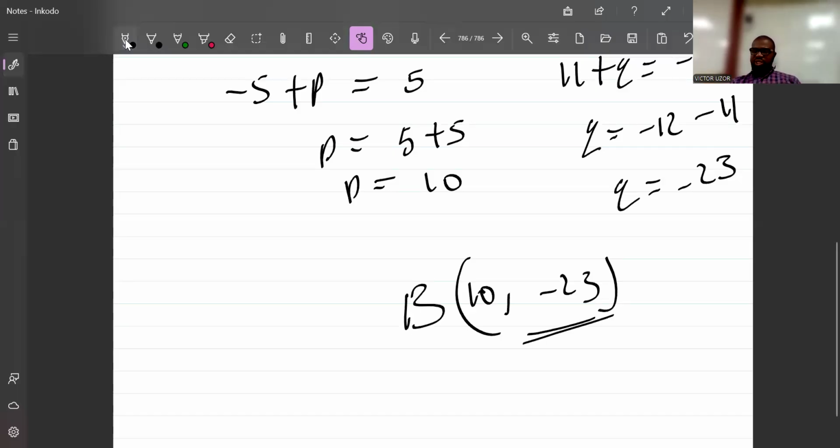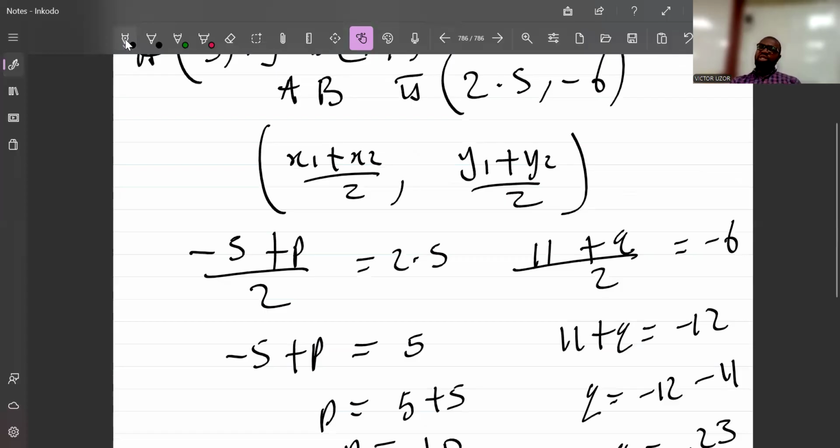Is this not nice? Okay, I'm going to be uploading another video. In that one I'll be talking about what happens when there is a relationship between more than two lines. If they are parallel, what happens? If they are perpendicular, what happens?